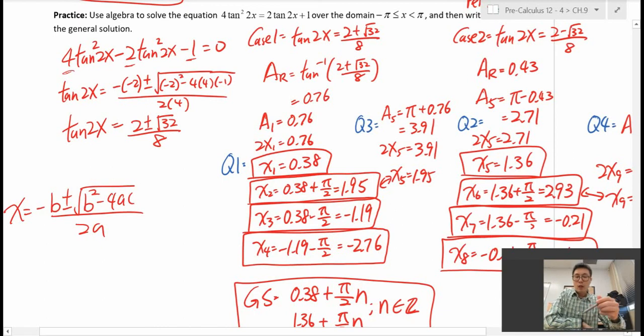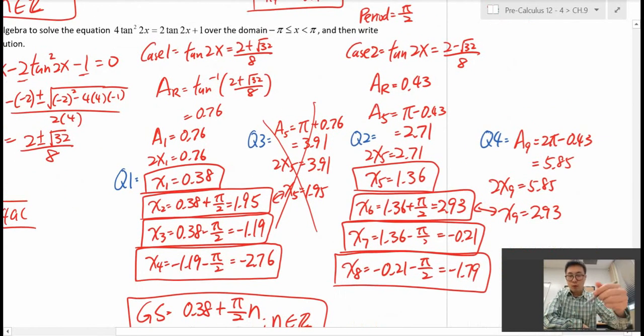Okay. Now, so that's done in quadrant 1. And if I move to quadrant 3, then my A5 would be pi plus the reference angle of 0.76, and I get 3.91. That means 2x5 is 3.91. Divided by 2, I got x5 as 1.95, which is a duplicate answer of the one that we have already here. So we don't need to consider this at all, okay, because we already got them.